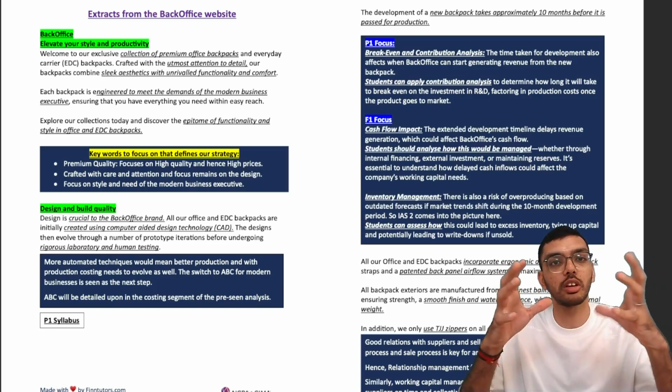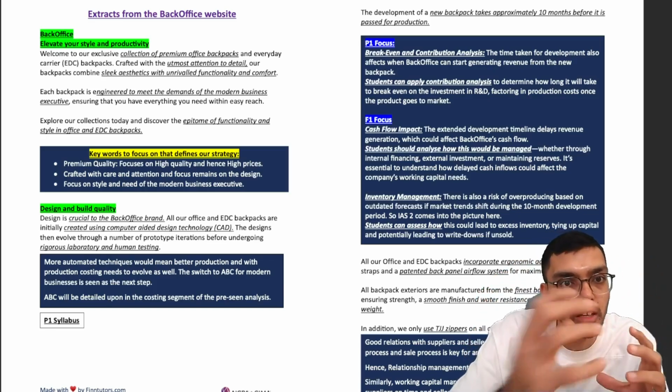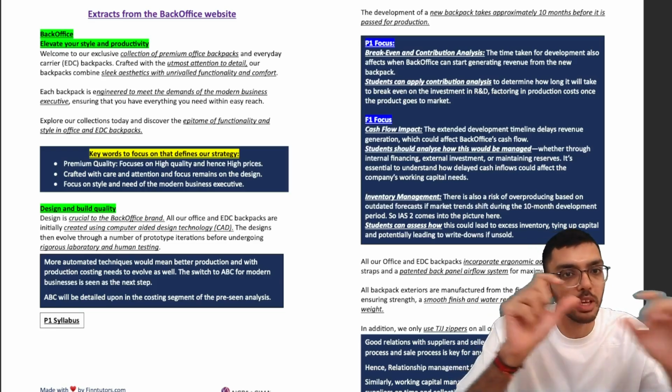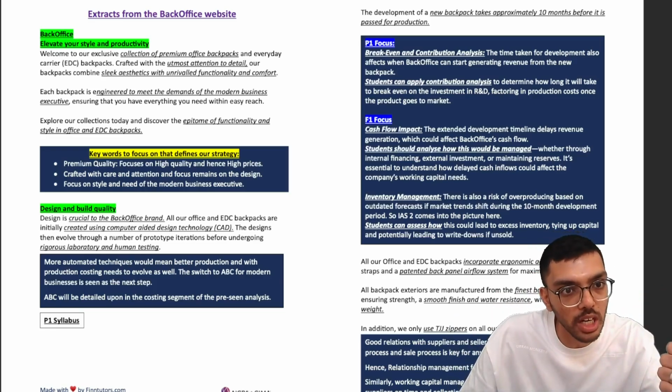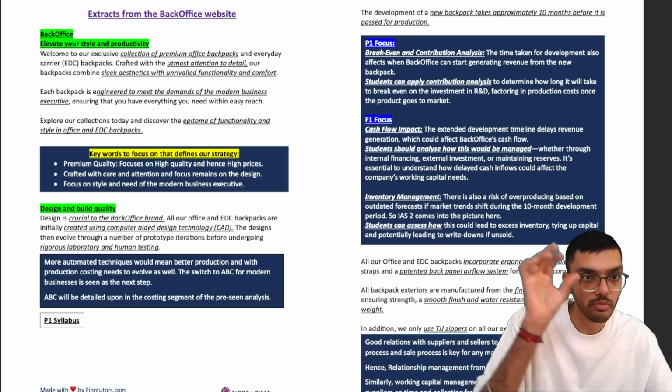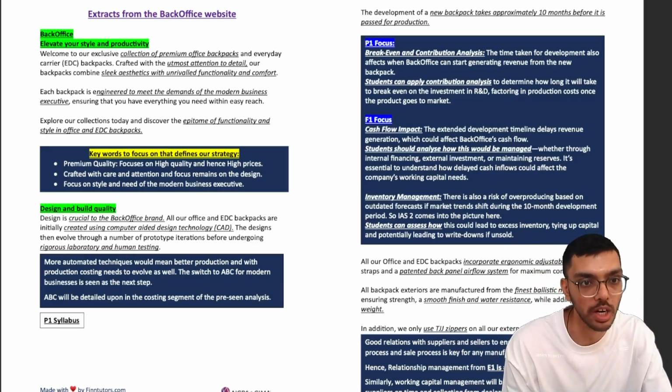It's pretty much a marketing paragraph that's been put up on the website, but we already know about this because our keywords are premium quality, care and attention, focus on style. Next, design and build quality. Design is crucial to the back office brand.